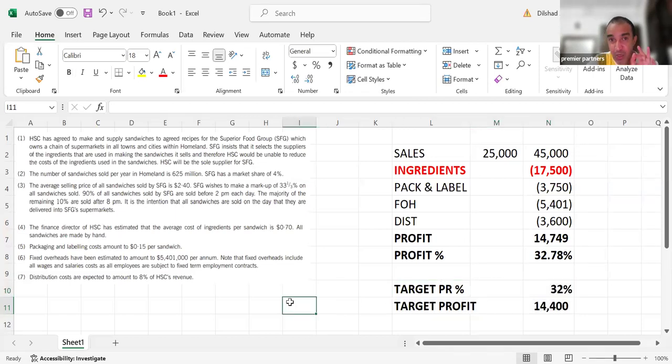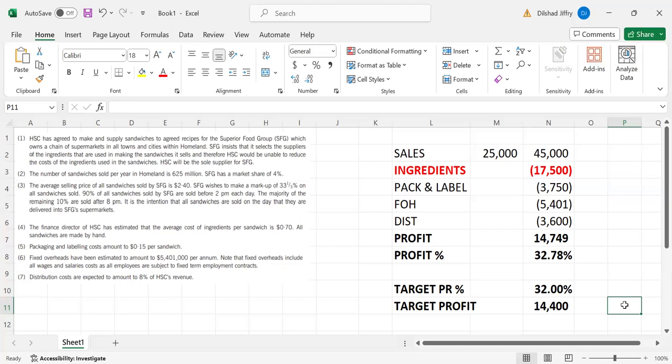Target profit percentage according to him is 32%, right? And at the target profit of 32%, the profit absolute value is 14,400. There is one more calculation to be done, but I will give you a chance. Can you tell me, is he correct to be worried? Is this worry real? What do you think?